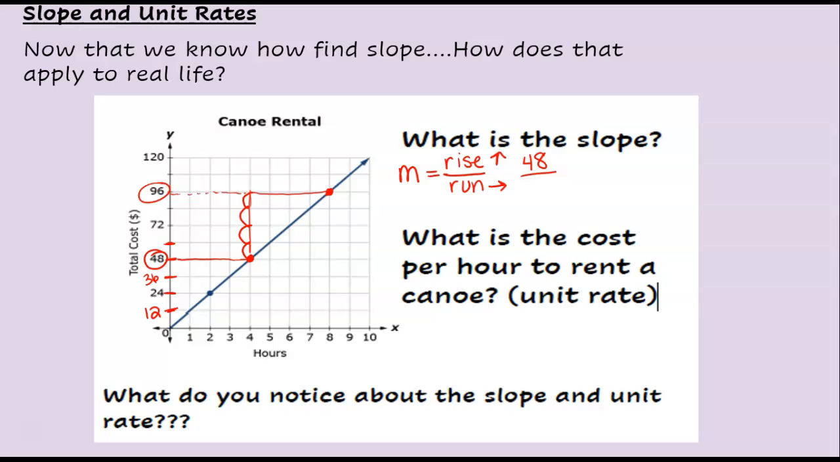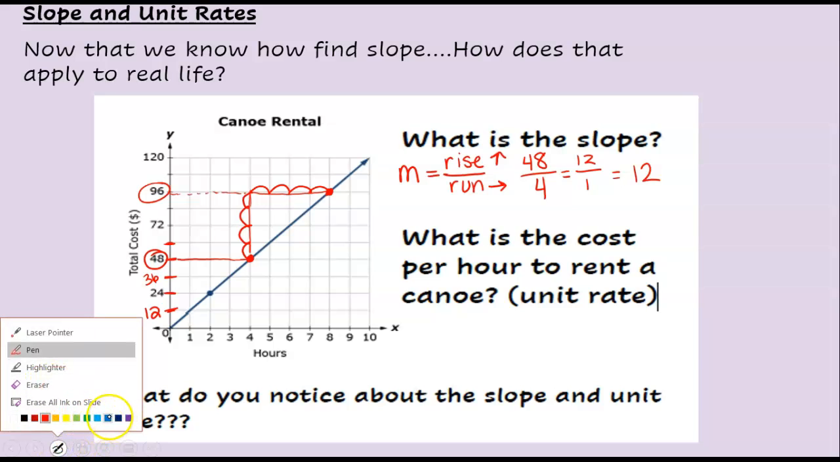Now I need to count my run, the change in my horizontal. If I look at my x-axis, what is it counting by? 1. It's counting by 1, so that's really easy. 1, 2, 3, 4. So I have my slope at 48 over 4. Can I simplify that? I can. It simplifies to 12 over 1, or we can just say 12, because we can simplify it to an integer. So that's reviewing what we were learning, finding slope of a line.